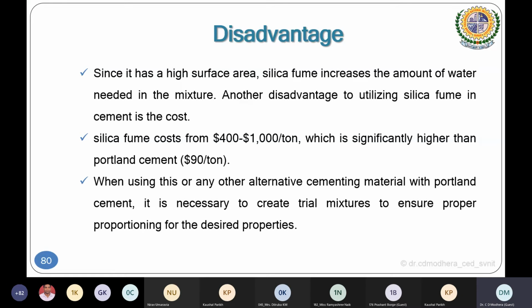Disadvantages are also attached over here. Since it has high surface area, silica fume increases the amount of water needed in the mixture. Another disadvantage of utilizing silica fume in cement is the cost. Silica fume cost is given in dollars, so we will convert it into our currency. When using this or any other alternative cementitious material with Portland cement, it is necessary to create trial mixtures to ensure proper proportioning for the desired properties.